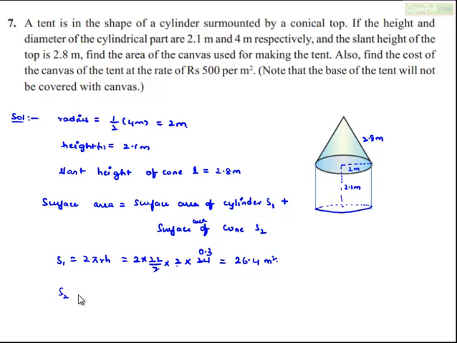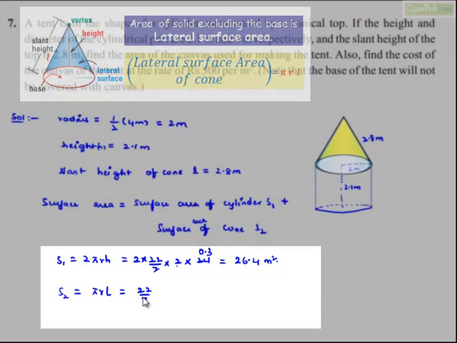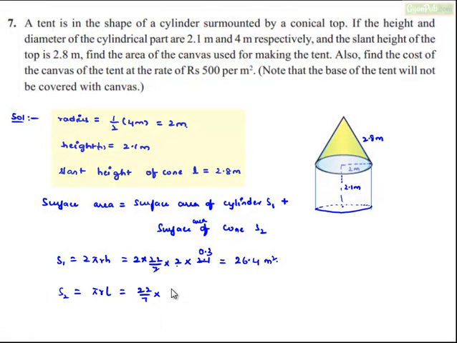Now S2, that is surface area of cone, which we know as pi RL, where L is the slant height, that is equal to pi value is 22 by 7 and the R value is 2 and the slant height is 2.8, which is equal to, here 7 goes in 2.8, 0.4 times, and 2 times 0.4 is 0.8 and 22 times 0.8, that is 17.6 centimeter square.